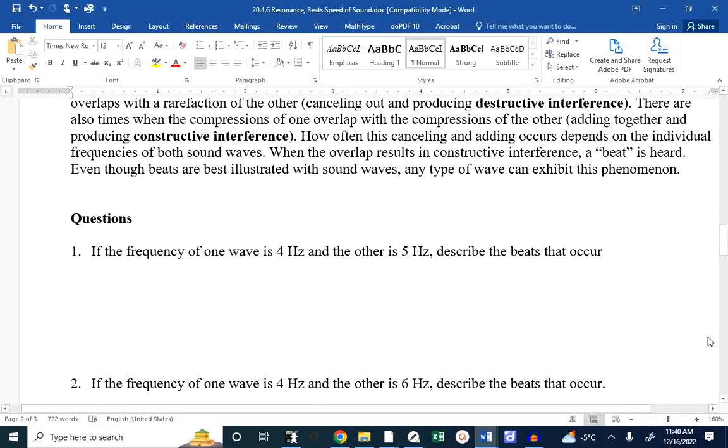Specifically, the beat frequency is the difference between the two frequencies. If I had 5 hertz and 4 hertz, they differ by 1 hertz. So what I would hear is a beat frequency of 1 time per second. The answer to this question is 1 hertz.